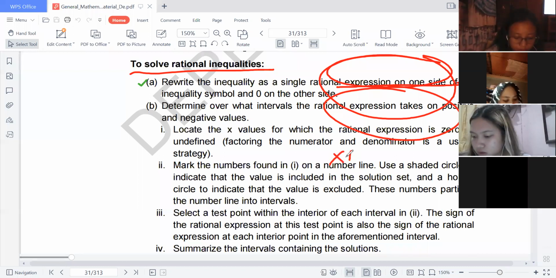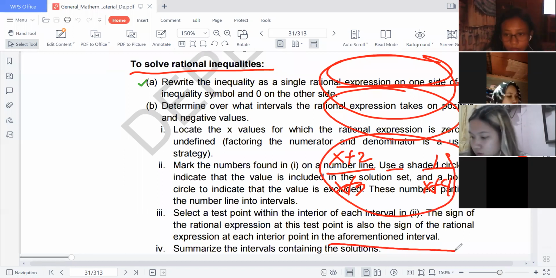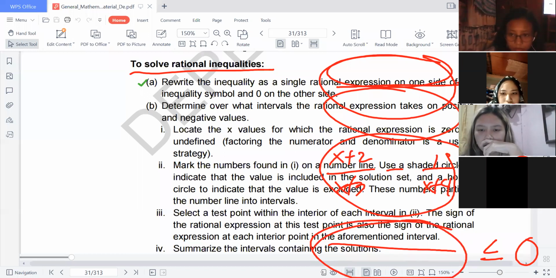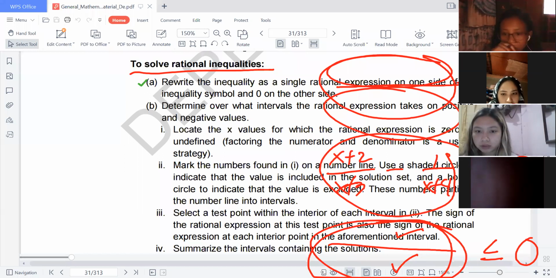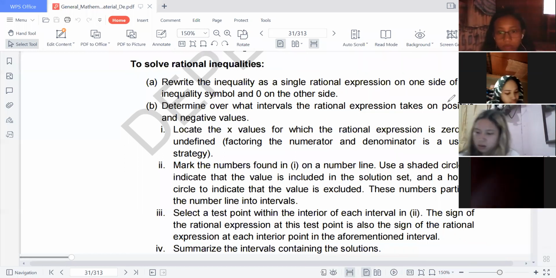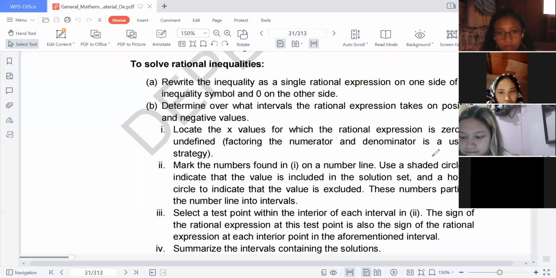Sir, what if what was given is x plus 3 minus 1 over x plus 4? In this case, you should combine the two so that it will be a single rational expression for the rational inequality. The left side is a single rational expression, one numerator and one denominator. That is the very first step. You need to rewrite it in the form where the right side is 0 and the left side of your inequality is a single fraction.